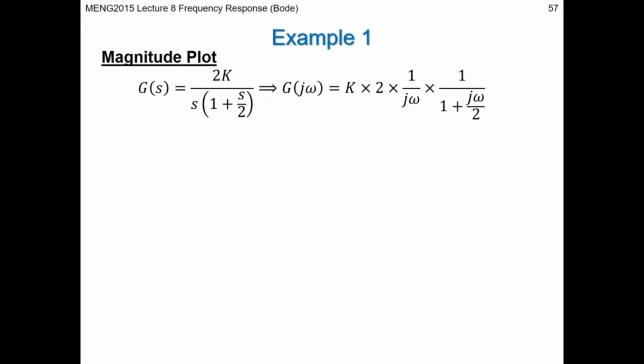So let's look at the magnitude plot first. We are converting our S or Laplace S domain transfer function into a frequency domain transfer function here. Then we're splitting up our transfer function into individual parts, and we're going to do the analysis for each part, and put them back together.